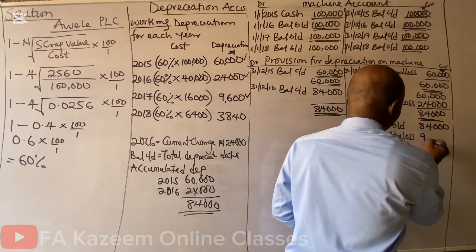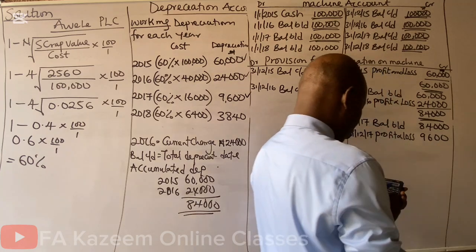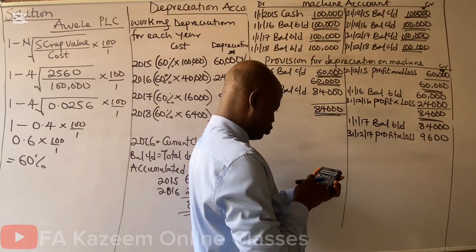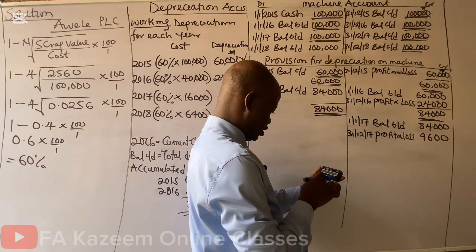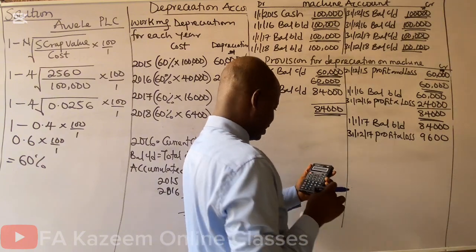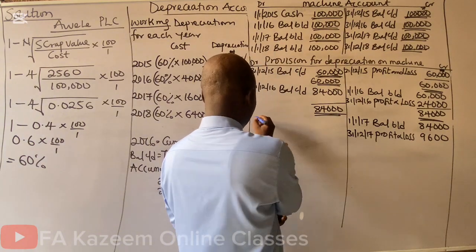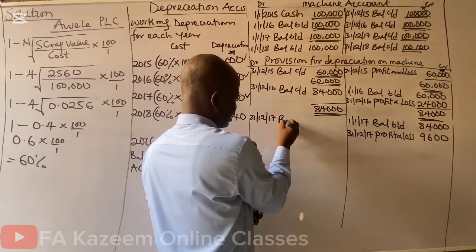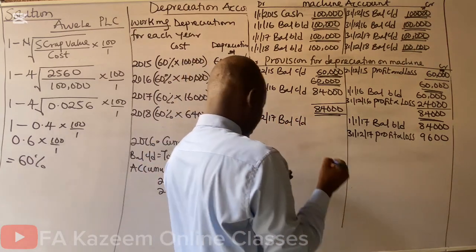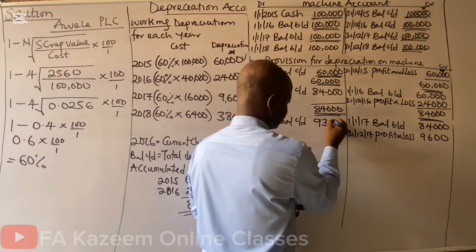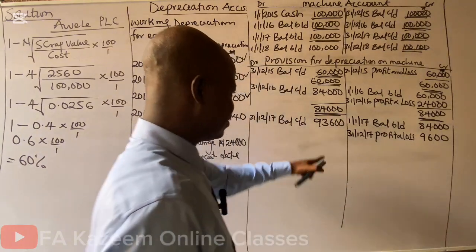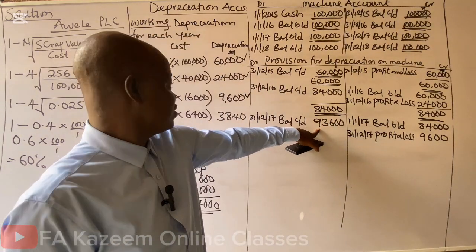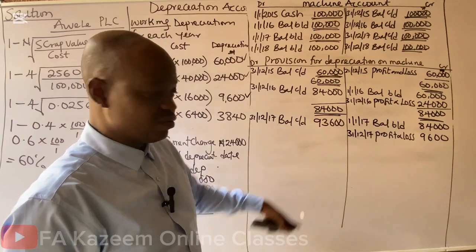9,600. We are going to add it again. 84,000 plus 9,600. That's 93,600 at the end of 2017. That's our balance carried down. 93,600. This is the accumulated depreciation to date in 2017.